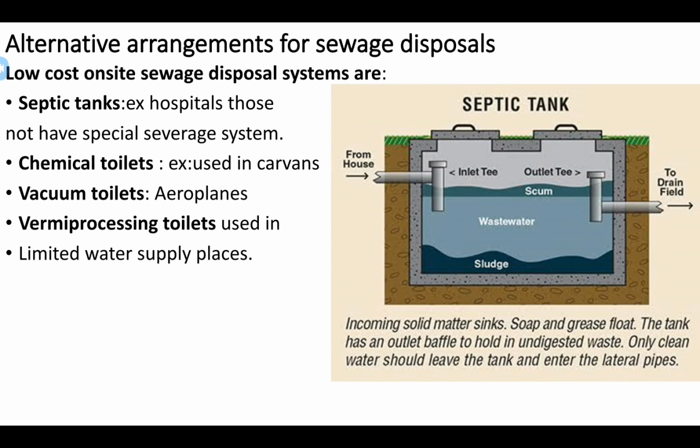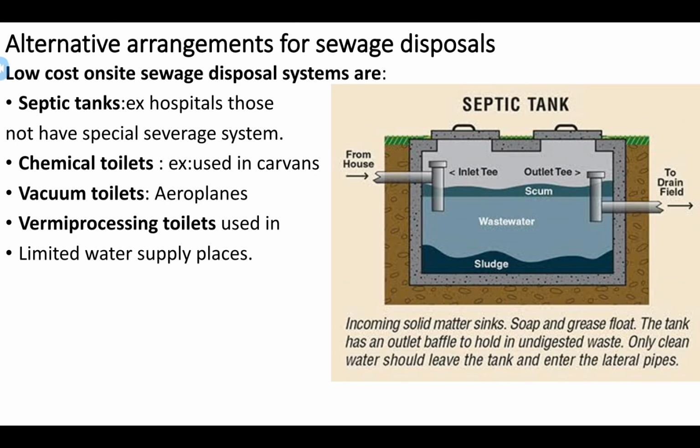How can people be made aware? When we provide on-site sewage disposal systems at low cost, immediately all the people can approach them and use them. So what are the low cost on-site sewage disposal systems? Septic tanks, chemical toilets, and composting pits. These are the low cost on-site devices.